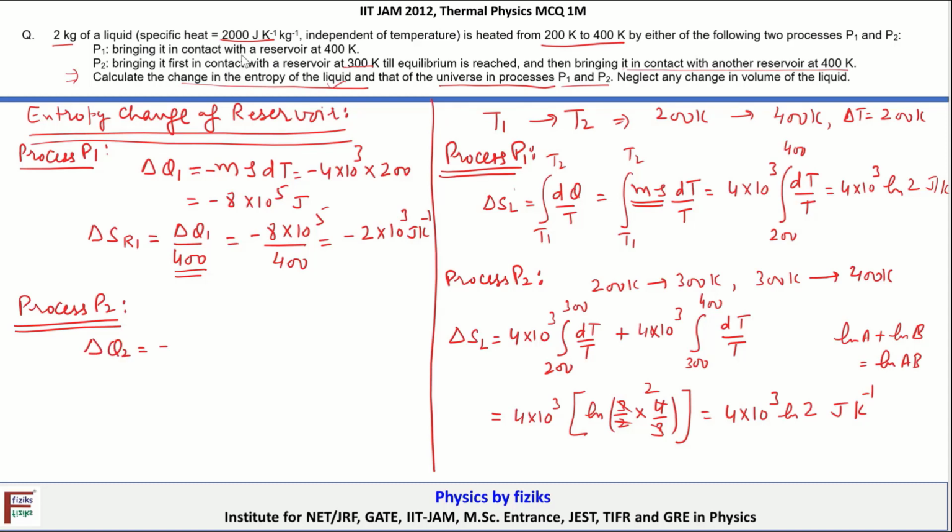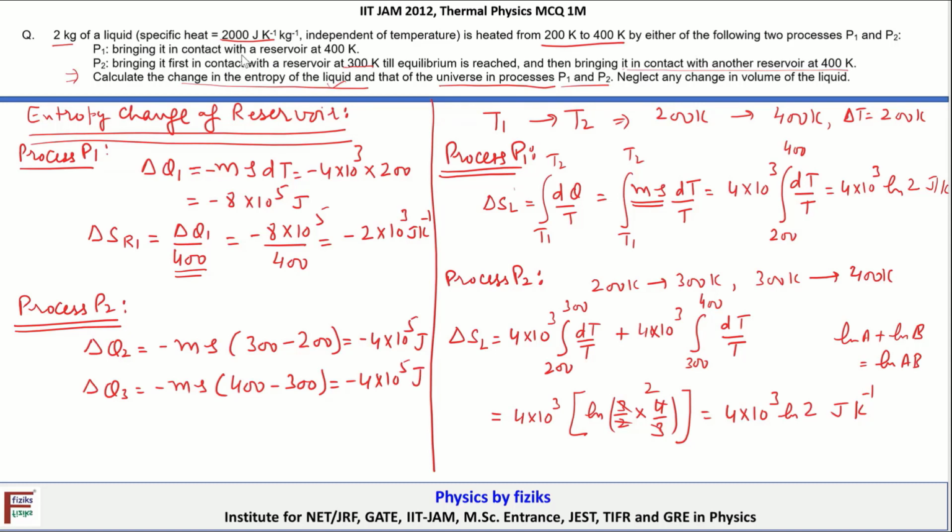delta Q3. Delta Q2 again is negative because the reservoir is losing energy, minus ms, and the corresponding change in temperature, that's 300 to 200. So if you do the calculation, this will be minus 4 into 10 power 5 joule. Similarly for the next step, delta Q3, 300 to 400, this will be minus ms times 400 minus 300, that is equal to minus 4 into 10 power 5 joule.